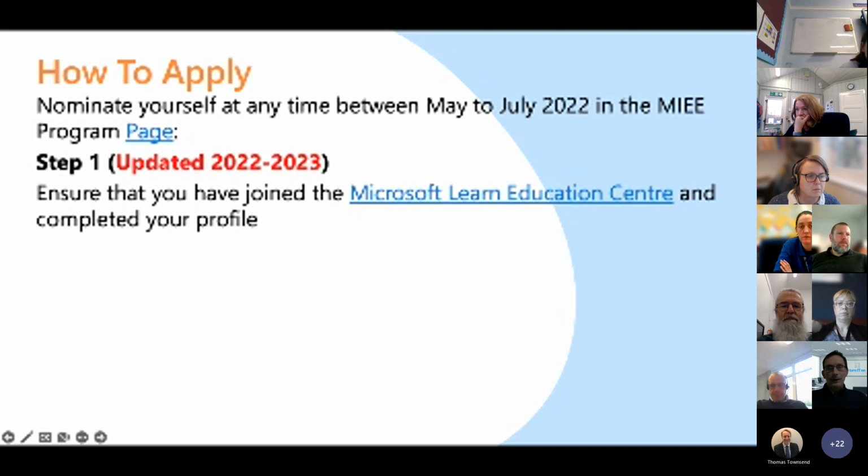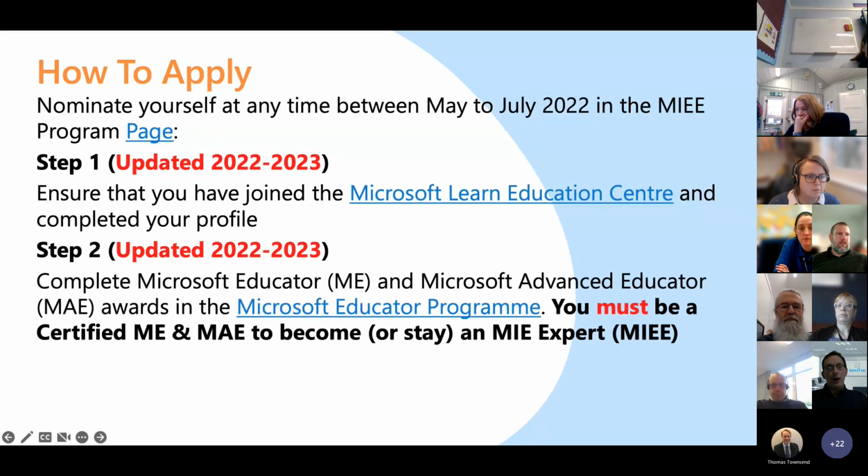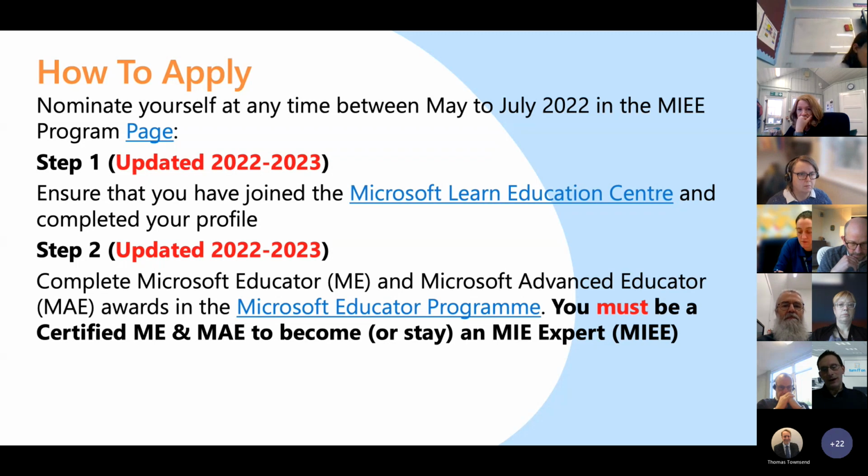The next step is another updated one. To become an MIEE, a Microsoft Innovative Educator, which is why we're all here today, you need to complete on Microsoft Learn the Microsoft Educator qualification and the Microsoft Advanced Educator qualification, which is one of the reasons why Turn It On has introduced free webinars this year to support you in doing that, which are on the events page on our website. So you can join those in between these sessions if you need them, to give you additional support to complete those courses in Microsoft Learn.